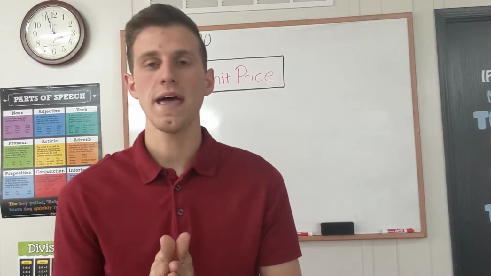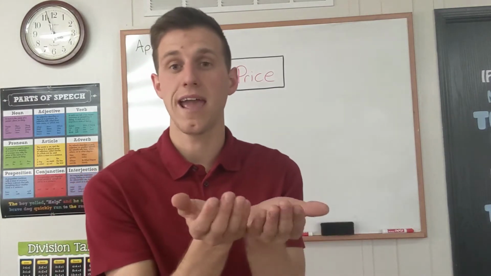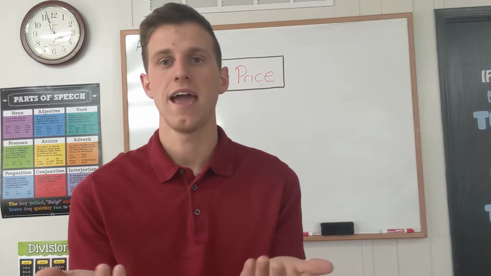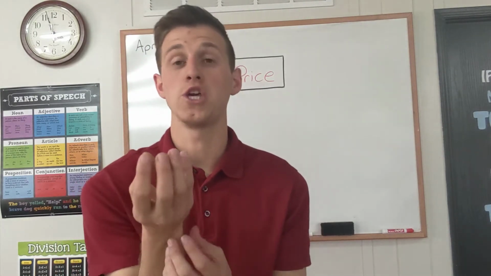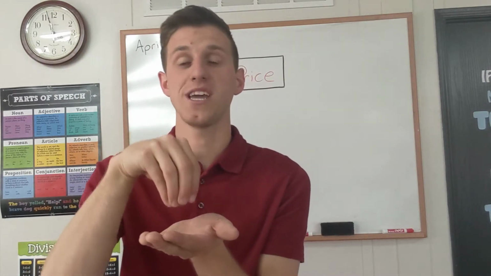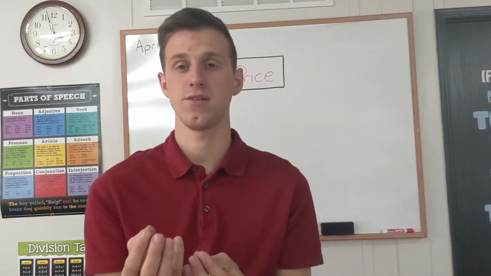And what that means when we're finding our unit price is, let's say we have a dozen eggs, and 12 eggs in a dozen, right? And let's say they cost $2. We want to figure out what the unit price is. So what that means is we want to know what the price is for each individual egg. Okay, that's called our unit price.